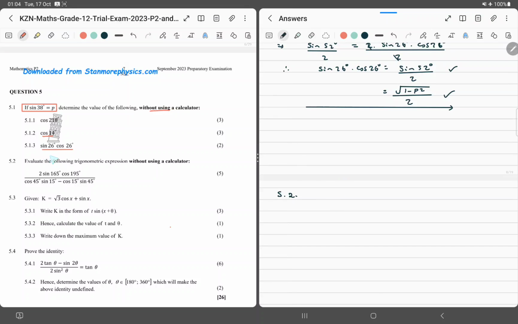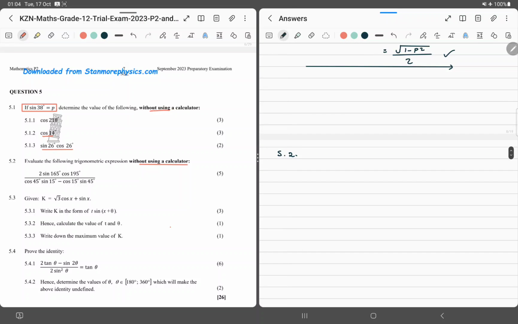Now evaluate the following trigonometric expression without using a calculator. That's fine. We can handle that. So we've got 2 sine 165 degrees times cos of 195 degrees, all divided by cos 45 degrees times sine 15 degrees minus cos 15 degrees times sine 45 degrees.